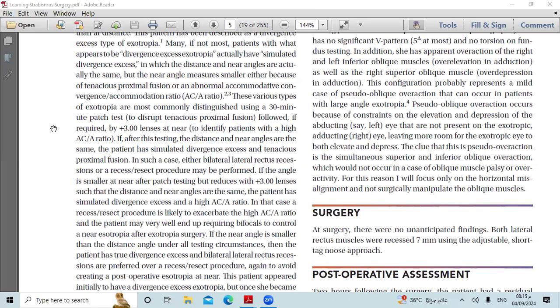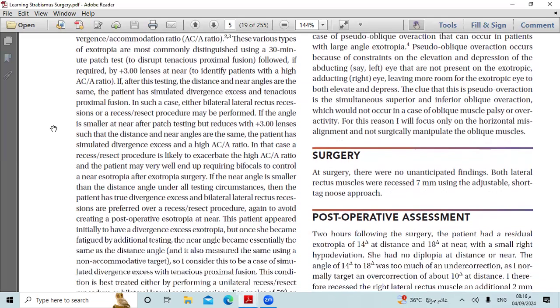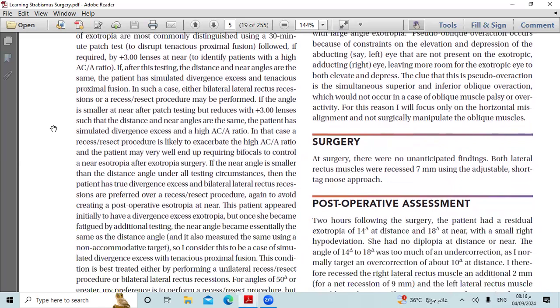If the angle is smaller at near after patch testing but the distance and near angles become the same with plus three lenses, the patient has simulated divergence excess and a high ACA ratio. In that case, a recess-resect procedure is likely to exacerbate the high ACA ratio, and the patient may very well end up requiring bifocals to control a near esotropia after exotropia surgery. If the near angle is smaller than the distance angle under all testing circumstances, then the patient has true divergence excess, and bilateral lateral rectus recessions are preferred over a recess-resect procedure, again to avoid creating a postoperative esotropia at near.